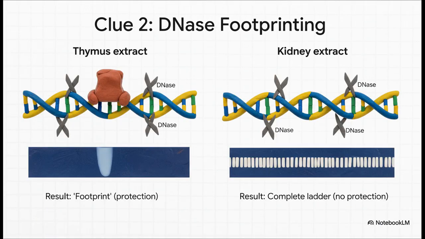On to clue number 2, DNA footprinting. It's a simple idea. Wherever a protein is sitting on the DNA, it physically blocks an enzyme, DNase, from chewing up that spot. This leaves a protected gap in the data, which we call a footprint. And what do we see? We only get a footprint when we use protein extract from thymus cells. The kidney extract offers no protection at all. This confirms what we suspected. The activating proteins are physically there in the thymus, but they are missing from the kidney.